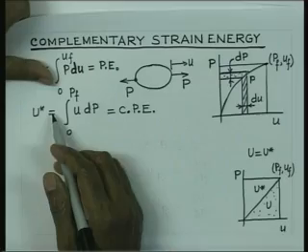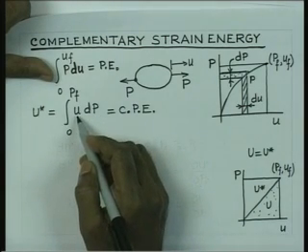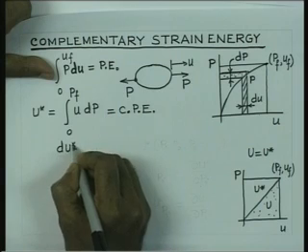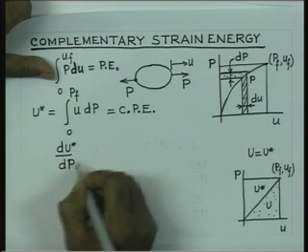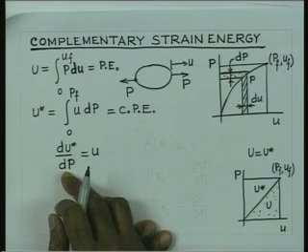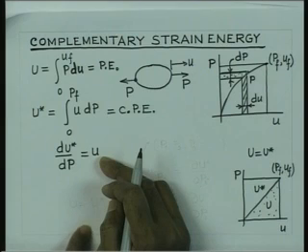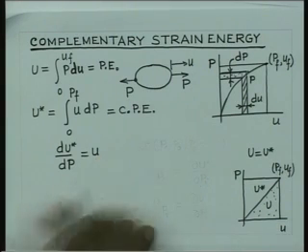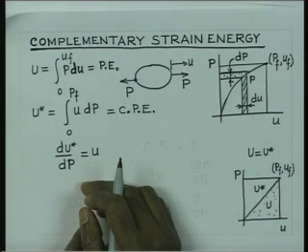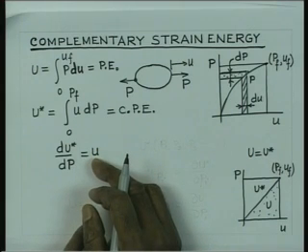Now, looking into this relationship that we have written there, u star equal to integral u dp, if we differentiate both sides, what we find is that du star by dp is equal to u. So, if you differentiate the complementary potential energy with respect to the load, then you are going to get the deflection along the line of action of the load, or the deflection of the point of application of the load. This is nothing but Castigliano's theorem, which states that the deflection of the point of application of the load is given by the first derivative of the complementary energy with respect to the load.